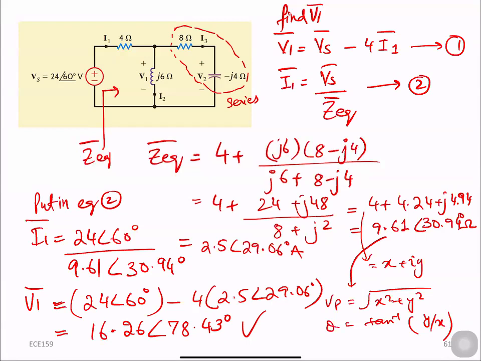We can find V2, we can find I1, we already have I1, we can find I3 as well, right? So we can find each and every single component, current paths and voltages across each and every circuit element for this circuit, right?